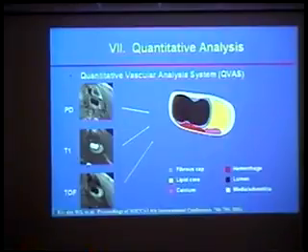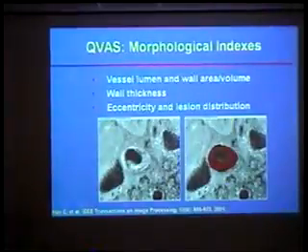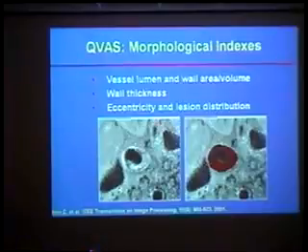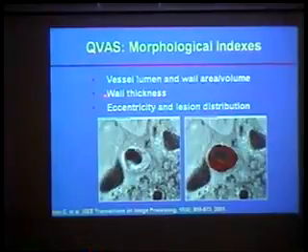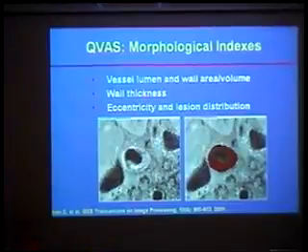This will not only tell you where the different tissues are, it will also tell you their size and their distribution. And this is ultimately what we want, and we have been developing a system called a quantitative vascular analysis system with this as the major goal. At this moment, we have capabilities of looking at areas, volumes, eccentricities, and lesion distribution. And we also have a pretty effective wall thickness measurement algorithm.